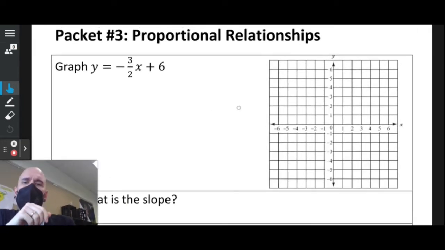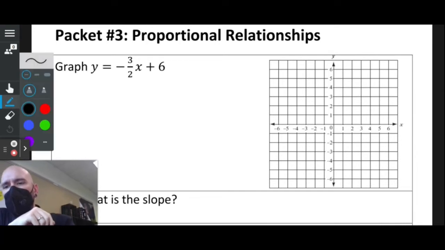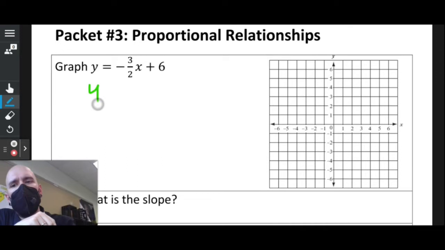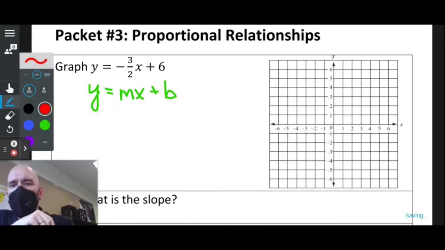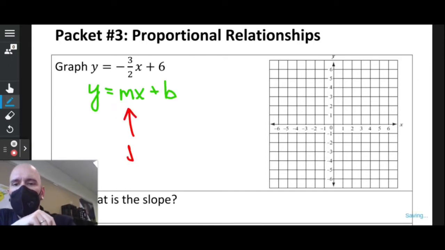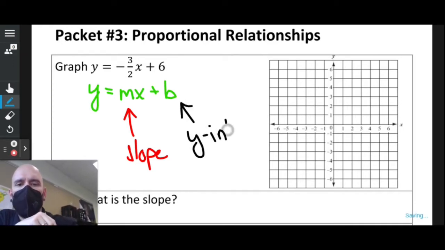If I'm being asked to graph something, you're going to compare it to a little guy called slope-intercept form. And not only is he a little guy, but he's one of the most important guys you'll ever meet in your entire life. Y equals mx plus b. When y is all by itself, the number in front of x is your slope, your rise over run. When y is all by itself, the number floating around is your y-intercept. That's where your line goes through the y-axis.